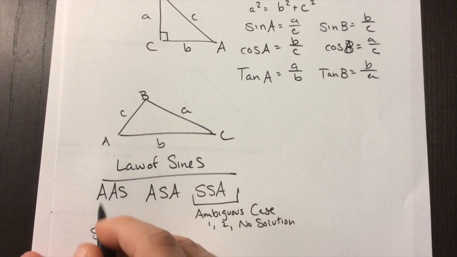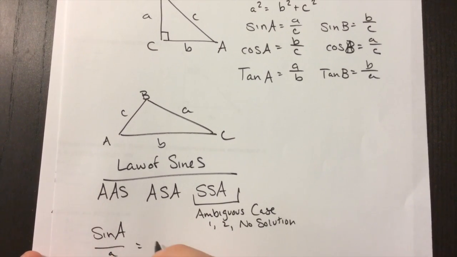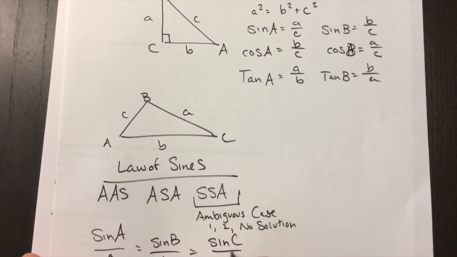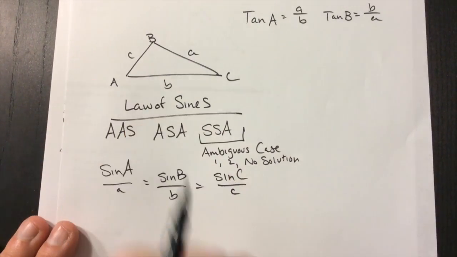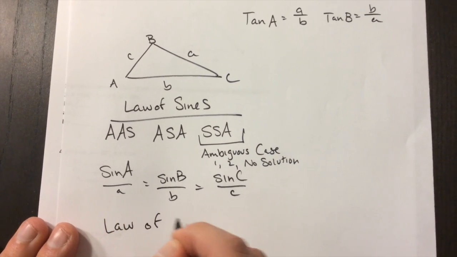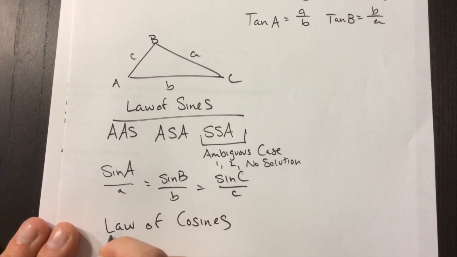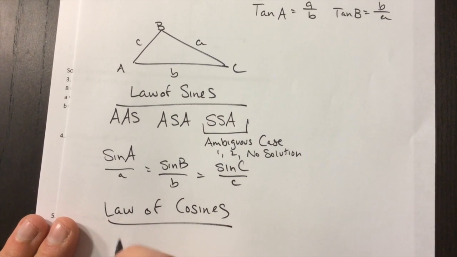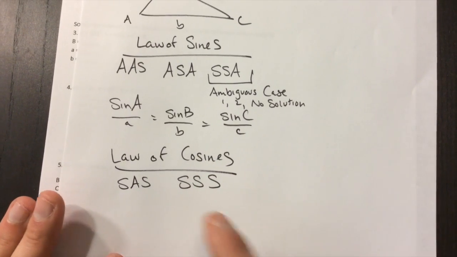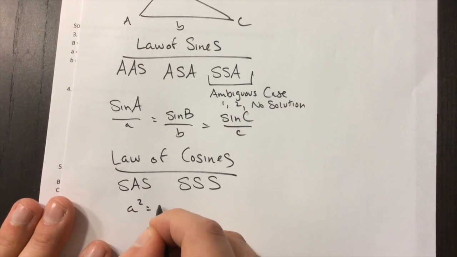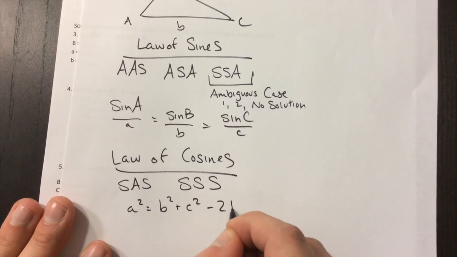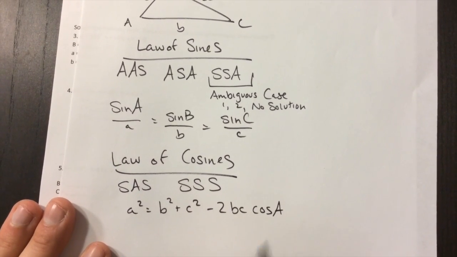So with the law of sines, it's sine A over A equals sine B over B, which is the same as sine C over C. Same triangle. If we are given different information, we're going to use law of cosines. So with the law of cosines, that is for side, angle, side, or side, side, side. And that's one of three cases. It's like the Pythagorean theorem, a squared equals b squared plus c squared minus 2bc cosine A.